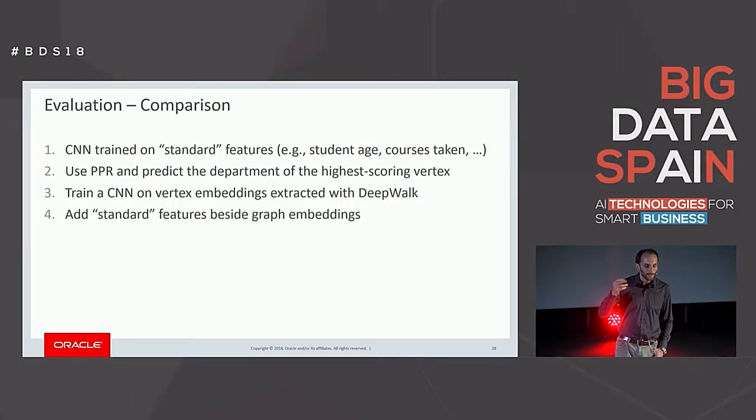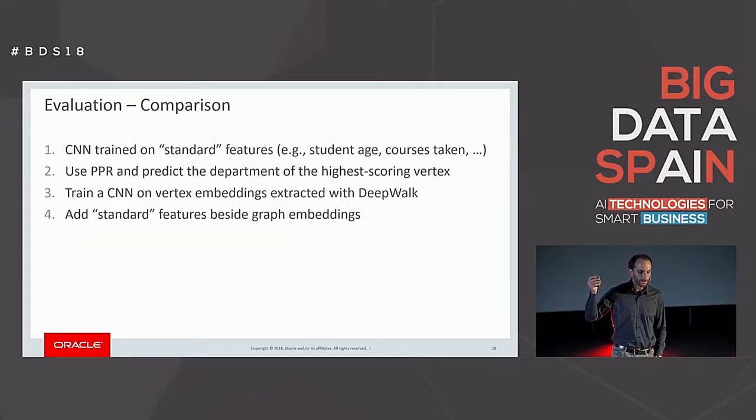So what you can do is you use the technique that I just explained, and I'm going to show results for four different cases. The first case is just a traditional convolutional neural network trained on just the features from the vertices, like the age of the students, the course it took, and so on. And then we try to use just PPR, the same as before, and use the PPR score as the prediction metric to say which is the department. So the vertex, which is a student, which has the highest score in PPR, the department of that student, which is known, will be predicted as the department of the target student. Then we try to mix the two things and train a convolutional neural network by using the embeddings that are generated using DeepWalk. And finally, we add the categorical features to the same CNN.